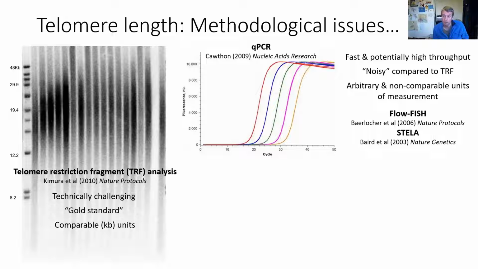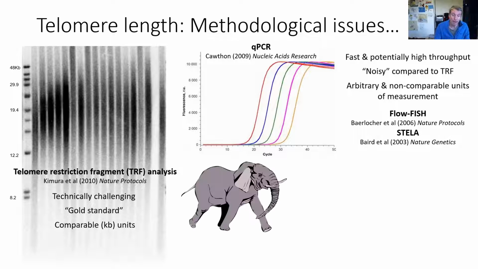There are other, very powerful methods, I think things like Flow-FISH and STELA. They're even more involved than TRF, and they tend not to be very widely used in the ecological literature, so I'm not going to discuss them further. But even with this quite tricky dichotomy in approaches, there are further, quite loud and angry elephants in the room here. In fact, you could probably argue that the telomere room is pretty packed with elephants.